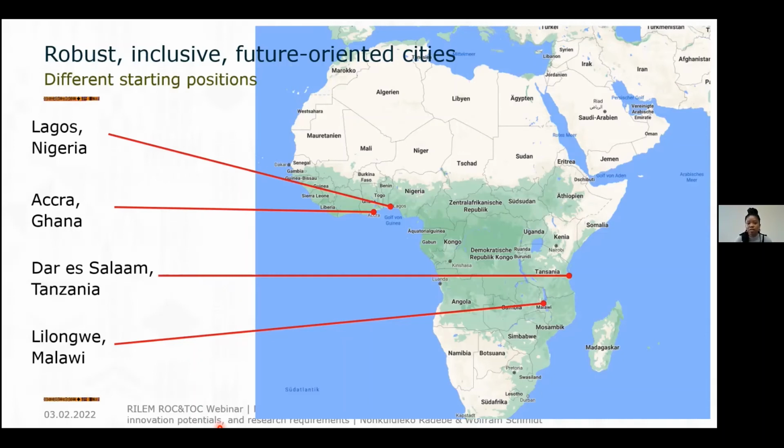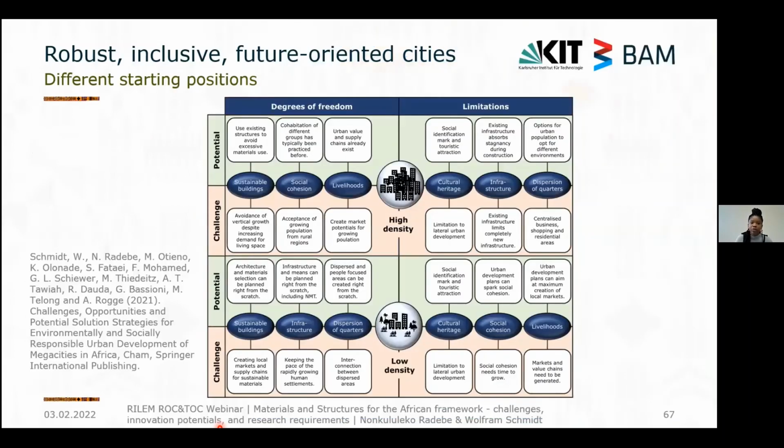But the factor is they will grow. And over here, we have what we show as different starting positions. So I just showed you the two cities, Dar es Salaam and Lilongwe. The one currently is already semi-high density, and we would say Lilongwe is more low density. And this means they have different limitations when it comes to growth and different degrees of freedom.